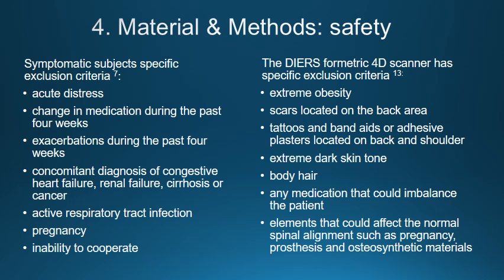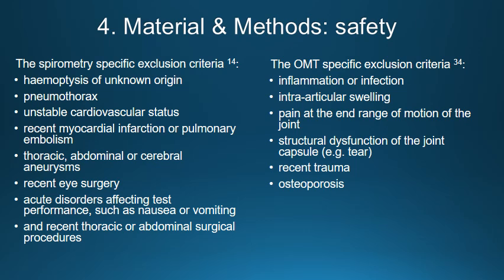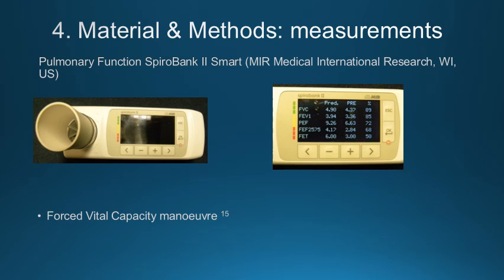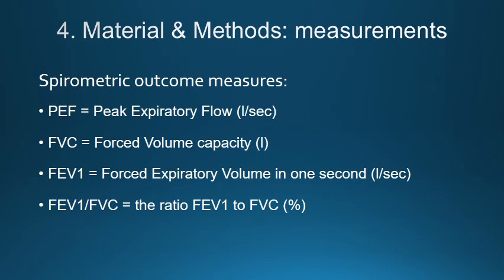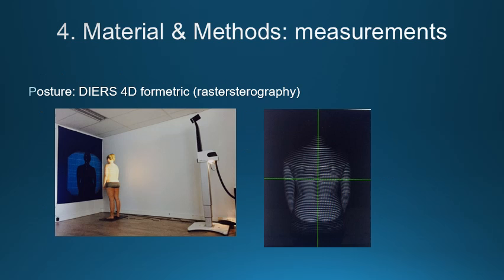Safety. The informed consent assessed the presence of the following exclusion criteria for this study. In that manner, the safety of all subjects was reassured. To measure pulmonary function, the SpiroBank 2 smart spirometer was used and a forced vital capacity maneuver was performed. This maneuver captured the main spirometric parameters listed below.